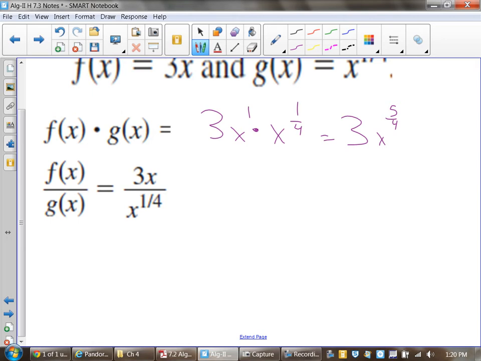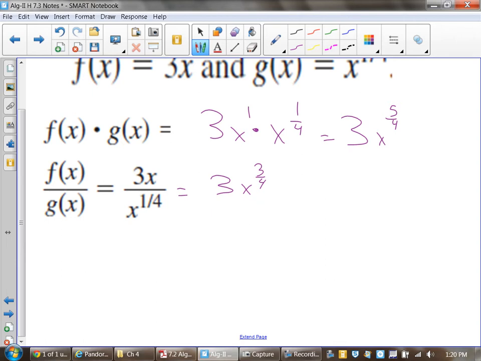Again, when you work with your numbers first, you just get 3 over something. Who wins in the game of war? 1 or a 1/4? 1. When that happens, you just subtract the 2 exponents. What's 1 minus a 4th? 3/4. Since the 1 was greater in the numerator, the 3/4 goes up top. And you don't have to put anything in your denominator because it's over 1.